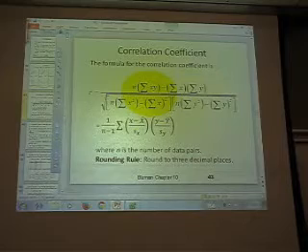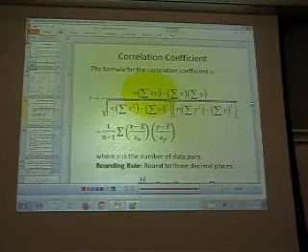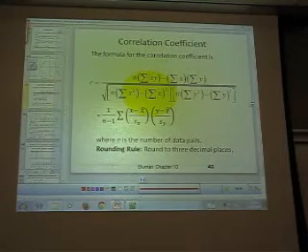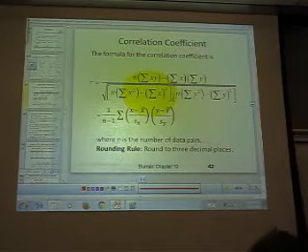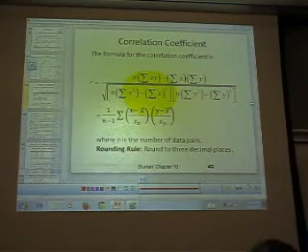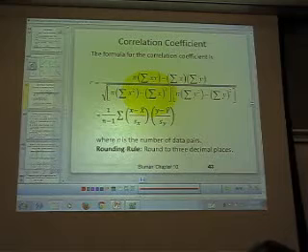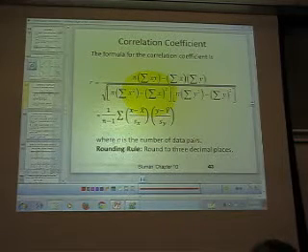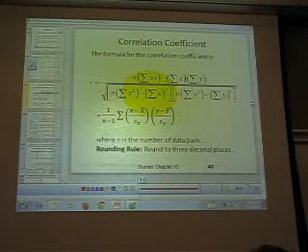Wait, there we go. One last point. Okay. So now we need to figure out how to find the correlation coefficient. This is the formula for the correlation coefficient. That's okay because we have this great thing.